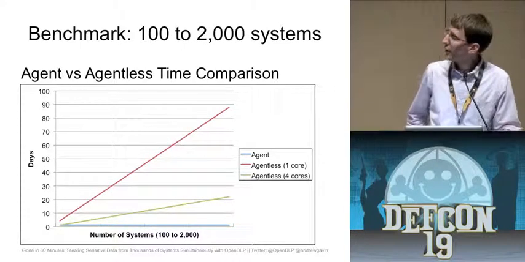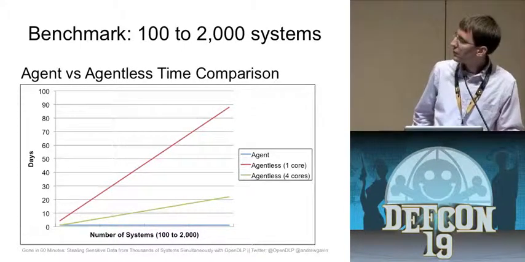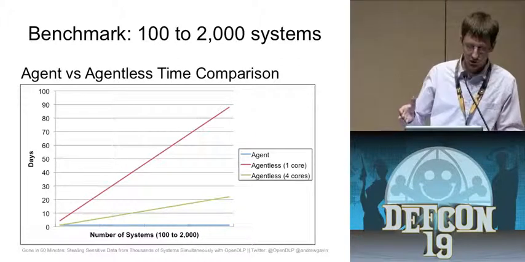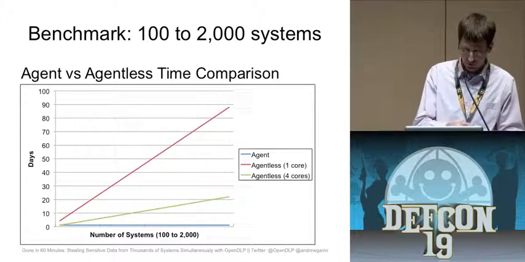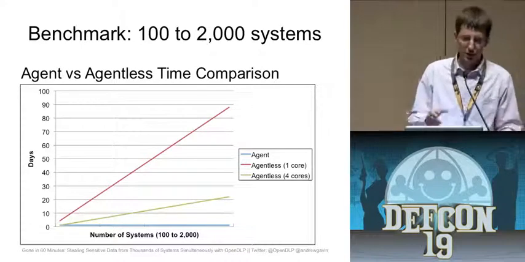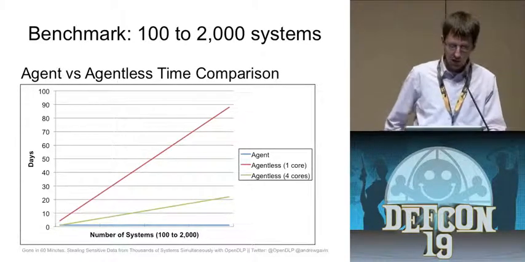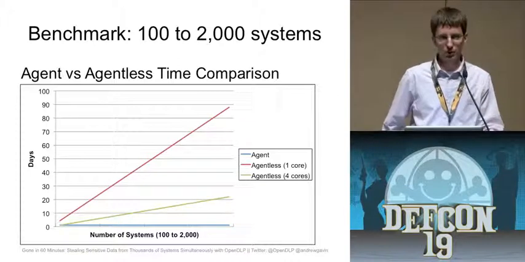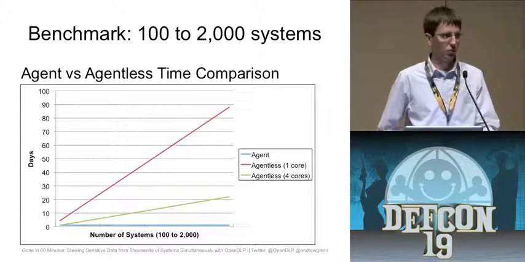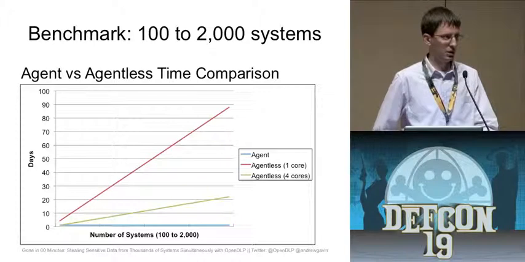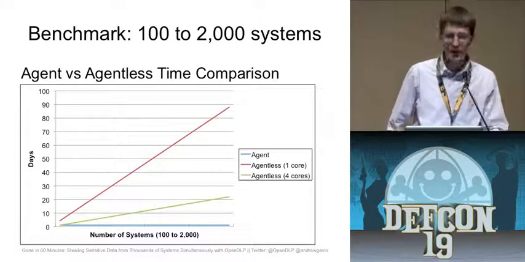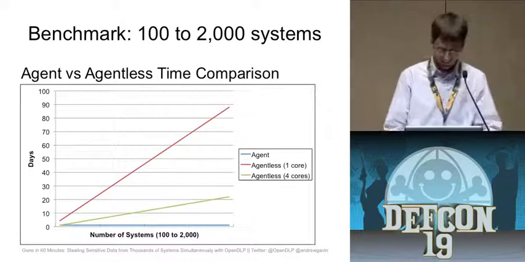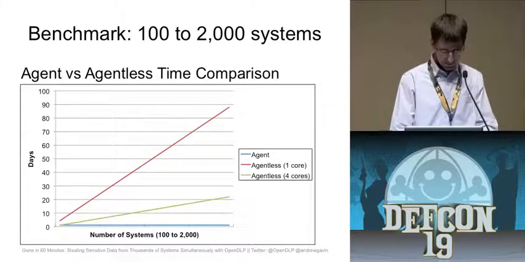Oh, sorry. So on the bottom, there's really not much information. It just says, for this graph, it shows from going from 100 to 2,000. Sorry about that. So for 2,000 systems, which is way on the right, it'll take almost 3 months to scan 2,000 systems with a single core system that I use my benchmark on. But with the OpenDLP agent, it just takes 1 hour. And you can't see that, but trust me, it's there. So it just remains flat.